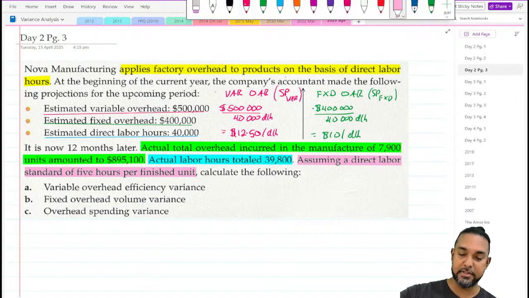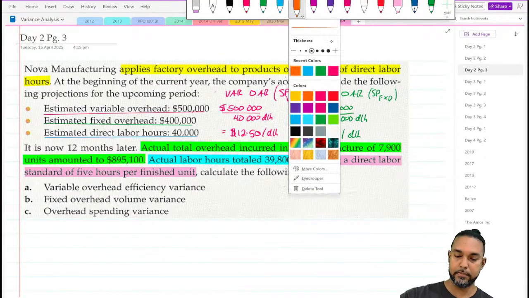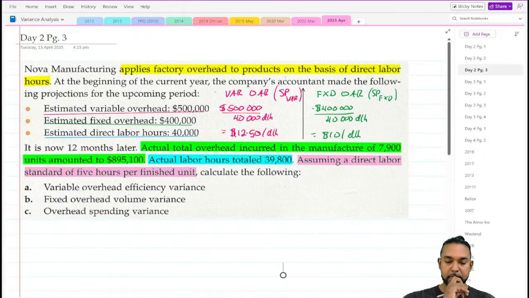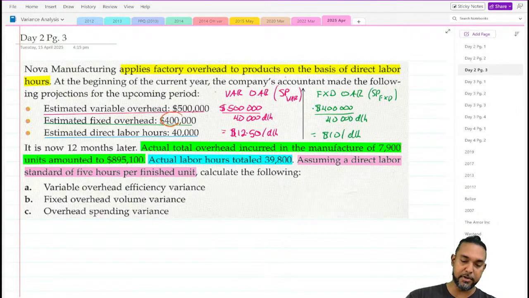But before we do part C, let's talk about a couple of little things here. Actual overhead incurred is 895,100. We said out of that, 400 is fixed, which means the rest is variable. And just a little quick maths, 400 from 895 is 495, which is less than 500. So your variable overhead spending variance is probably going to be favorable. Sorry, I keep saying positive.